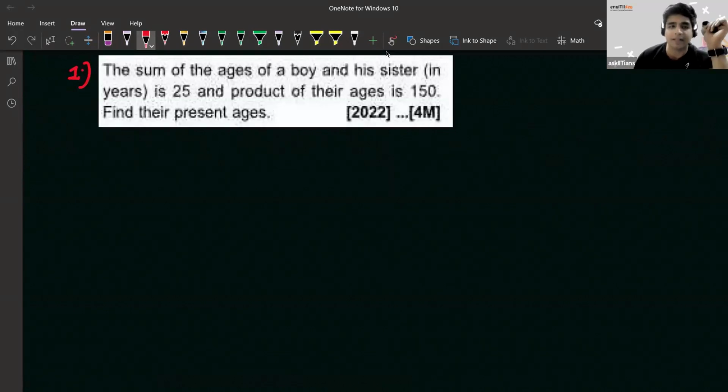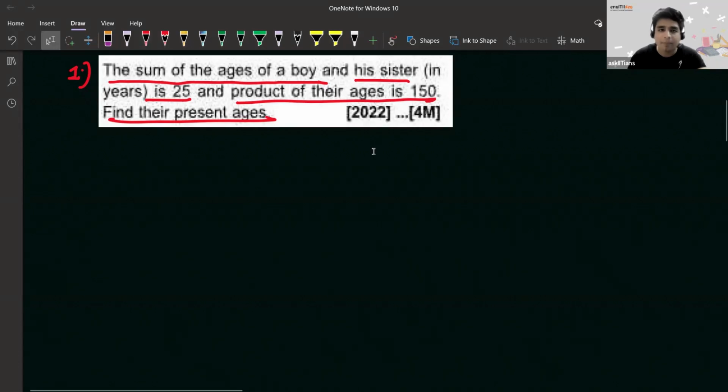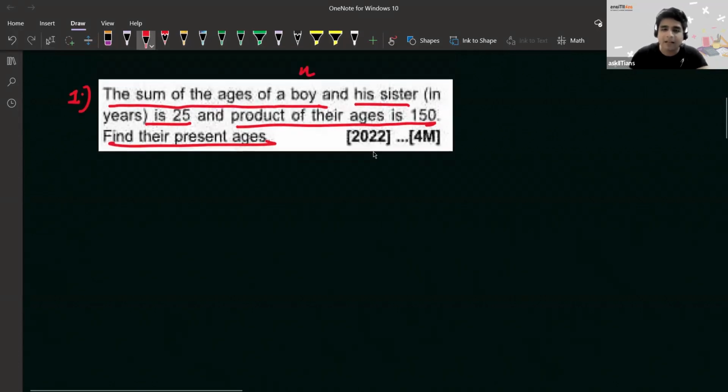Now please observe what they are saying, everyone. They are saying that the sum of the ages of a boy and his sister is 25 and the product of their ages is 150. Find their present ages. That is what you have to find. So you let the age of the boy be X and let the age of the sister be Y, right? Now we know that X plus Y is equal to 25, everyone. And the product of their ages, XY, is equal to 150.